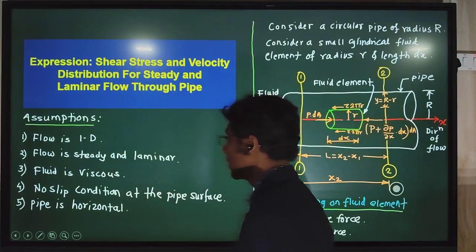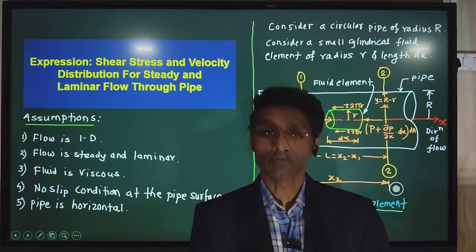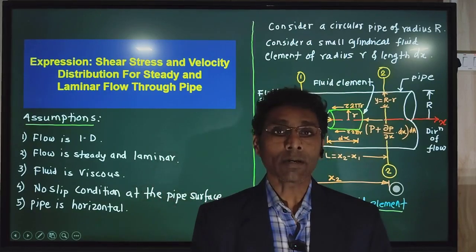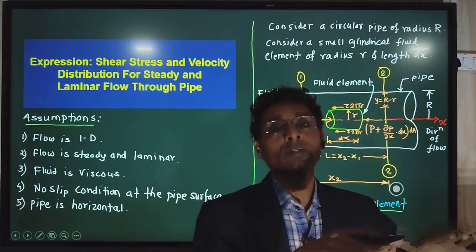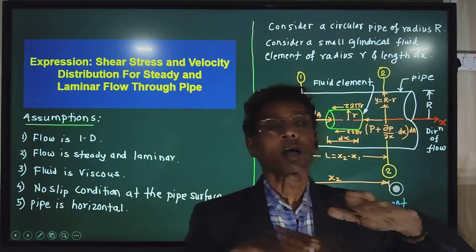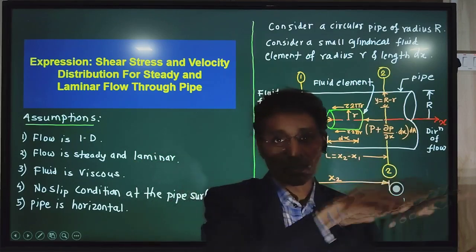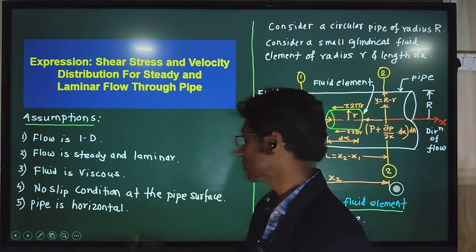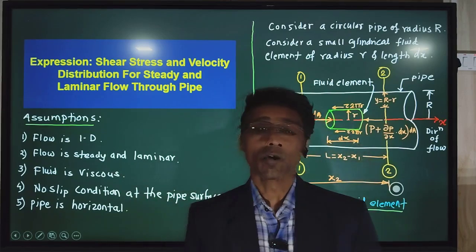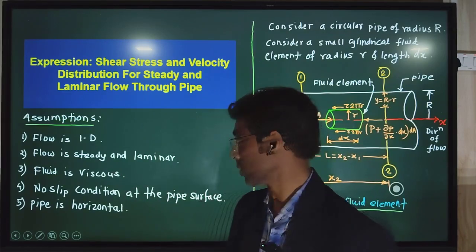Second, flow is steady, that is, there is no change in velocity with respect to time at a point. Then flow is laminar, meaning the fluid flows in different layers. These layers are not crossing each other. These layers are moving parallel to each other. Such flow is called laminar flow. The fluid is viscous, that is, the fluid has viscosity, a real fluid.